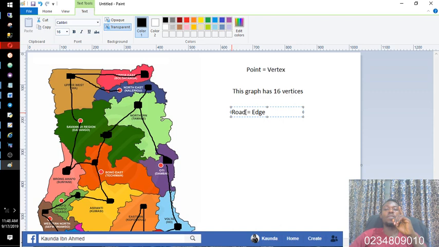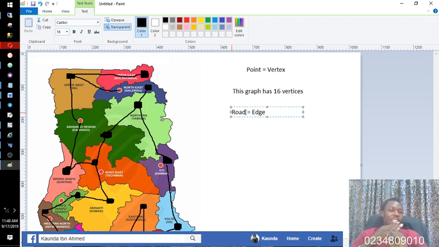So we've seen what a vertex is. That is each of the points, or each of the towns, or each of the objects. And then the path or the link connecting the two, the lines connecting the two, that line is called an edge. So we've gotten two key terms, vertex and edge. The whole thing the master has been talking about revolves around vertex, edge, and something called degree. So let's get this concept right from the start.